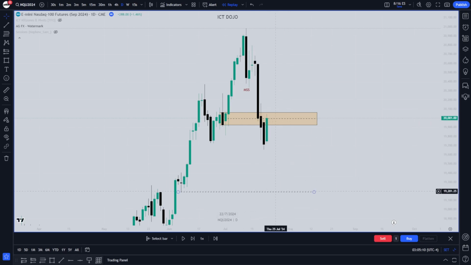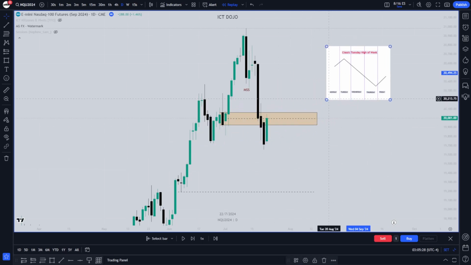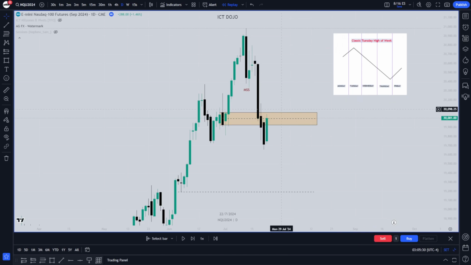The reason why I chose this breaker to trade up to before we go to our draw on liquidity is because we could expect a manipulation on Monday, Tuesday, or Wednesday being the high of the week. Right here, I'm looking at a possible classic Tuesday high of week. What we would want to see is us trade up, find some kind of resistance right here, and then trade lower, creating a market structure shift that would lead us all the way to this low.